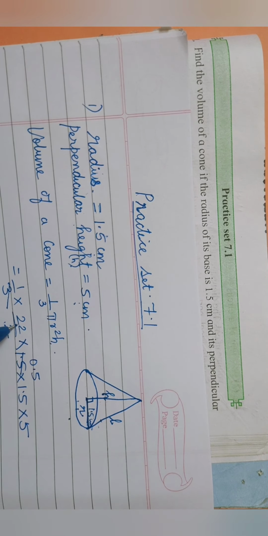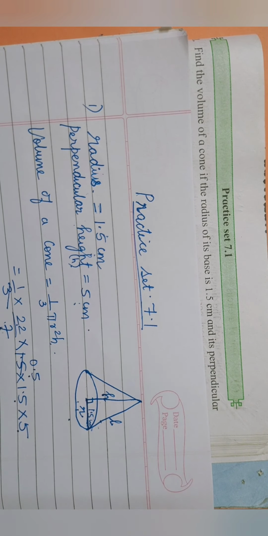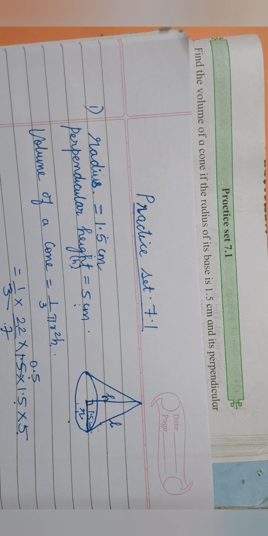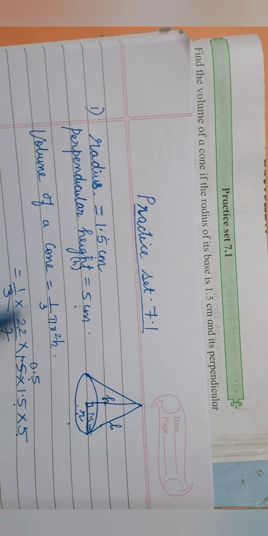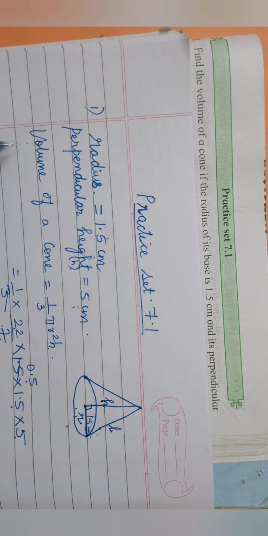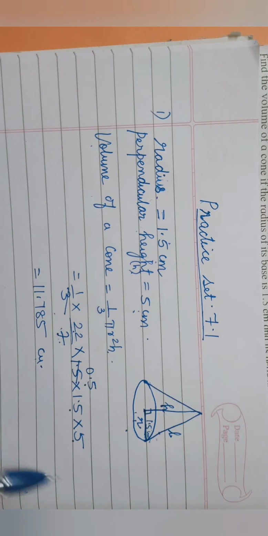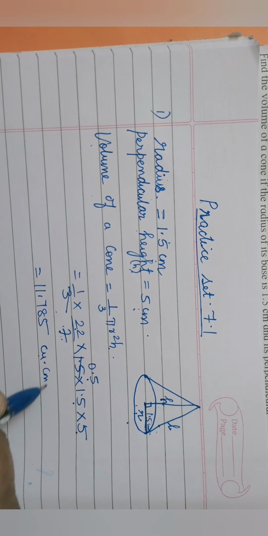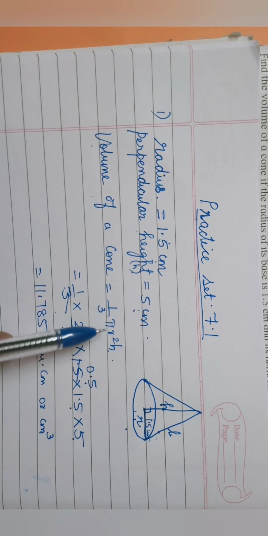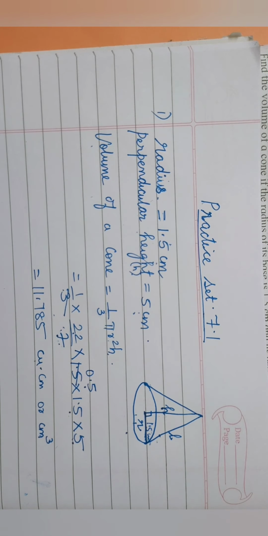After that you will multiply 22 into 5 into 15 into 5 and then whatever answer you are getting, you will divide by 7. So you may get the answer as 11.785 after dividing by 7. So you will write it cubic. Whenever we are finding a volume, we are supposed to write cubic. Centimeter cubed, you can write it like this or cm cubic. I repeat here: 1 upon 3, 1.5 twice, into 5 here. So you understood this one?